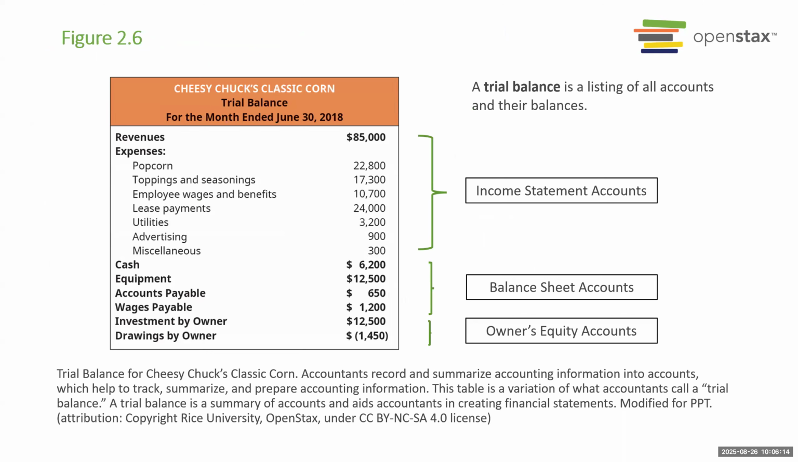Okay, now we're going to talk about something called the trial balance. The trial balance combines the balance sheet and the income statement, and it lists them in order. So revenues and expenses are first in the trial balance, and then you have your assets, liabilities, and owner's equity as the second part. This is generated for each period. It's a period financial statement. So again, we have the month ended June 30th.